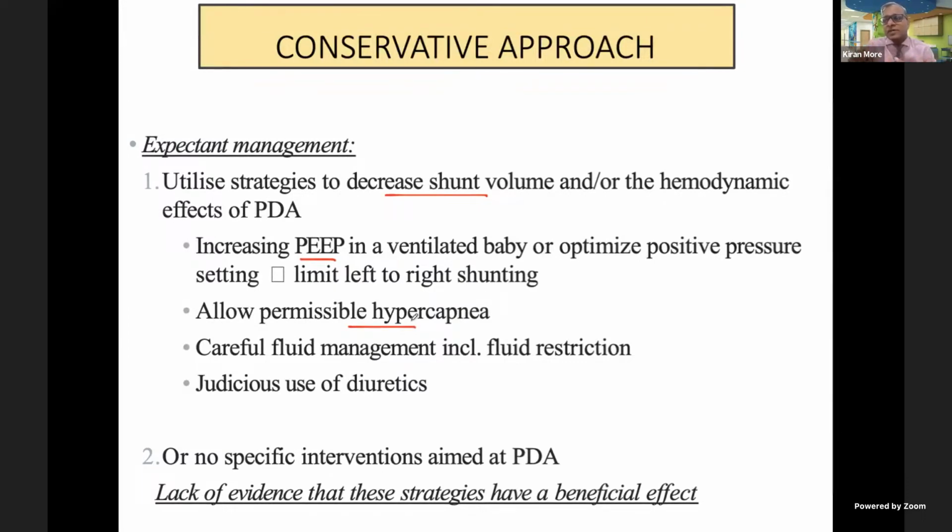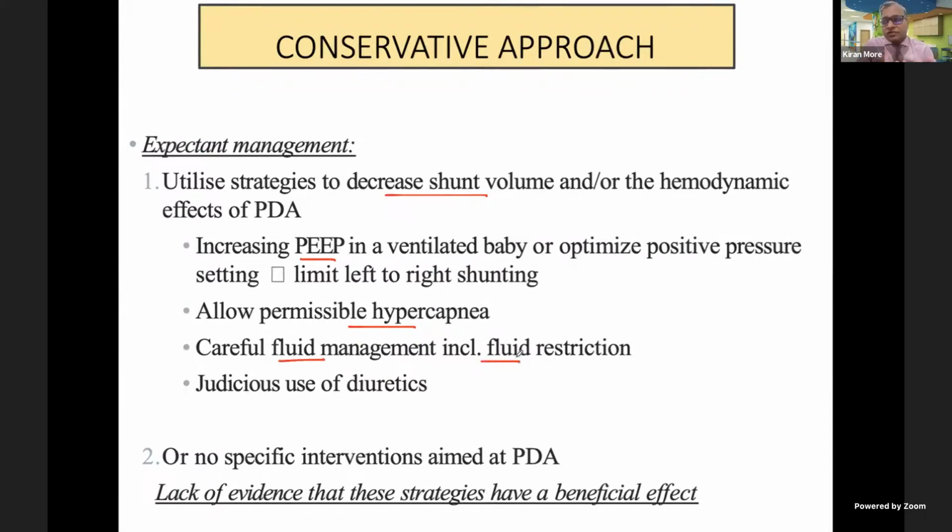This baby's pH might be low because of the steal and acidosis. And then you tend to wash out the CO2 to correct the pH. So accept low pH, maybe 7.2, allow higher CO2, because that will help not only the PDA but also the lungs, right? You are not overventilating. And then careful fluid management.